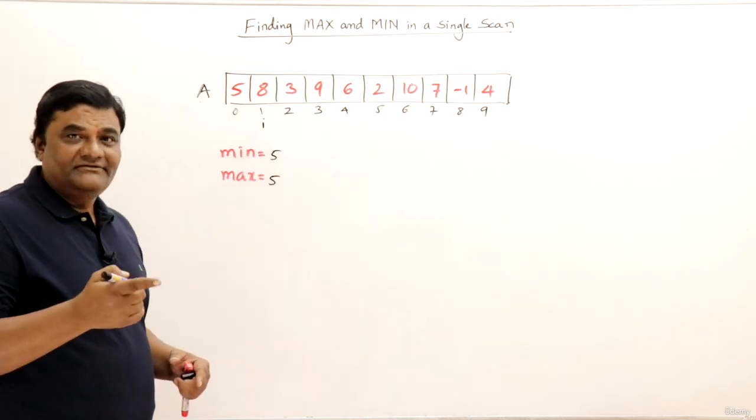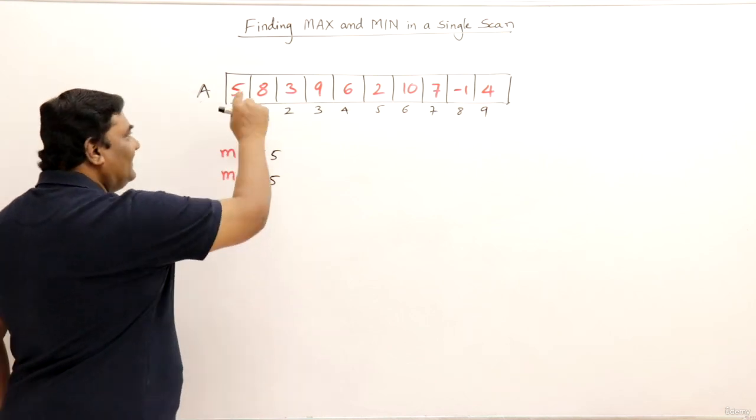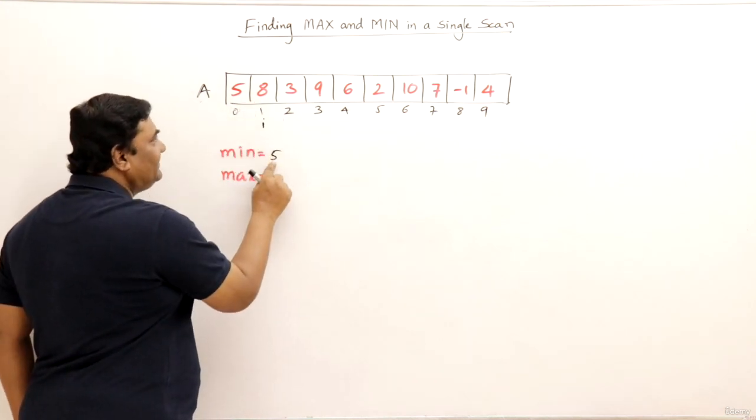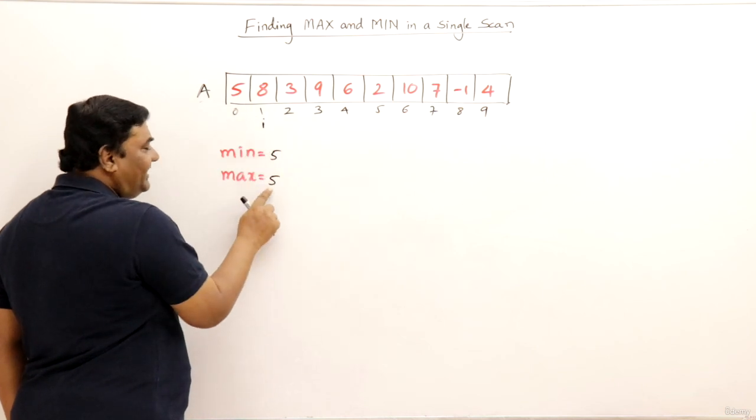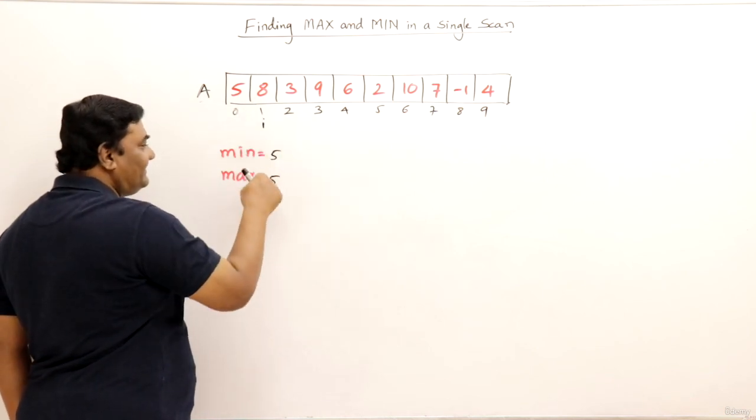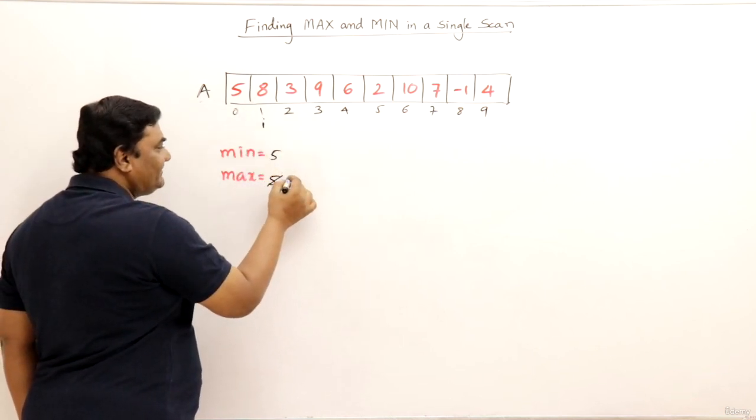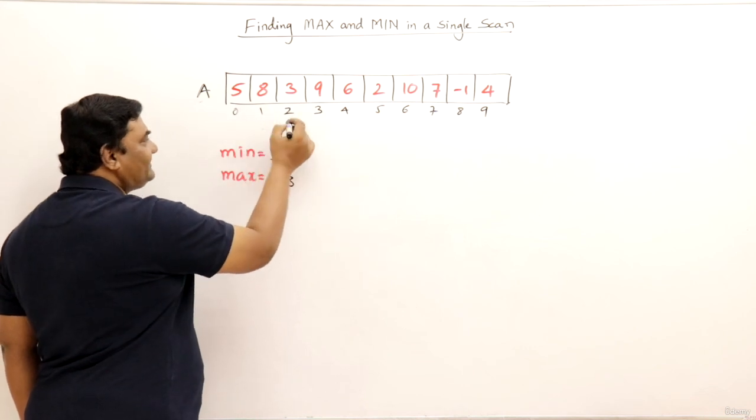Now every time I will check: is it smaller than min? 8 is not less than 5. Okay, then check, is it greater than max? Yes, 8 is greater than max. So modify max to 8. Then go to the next element.